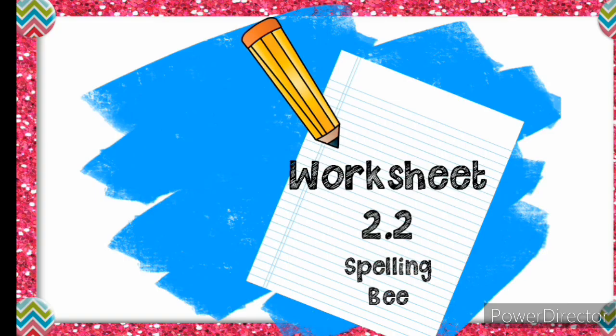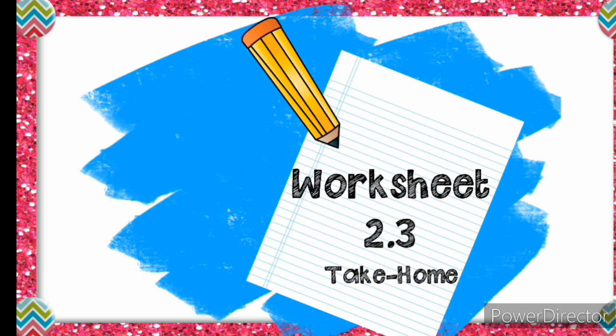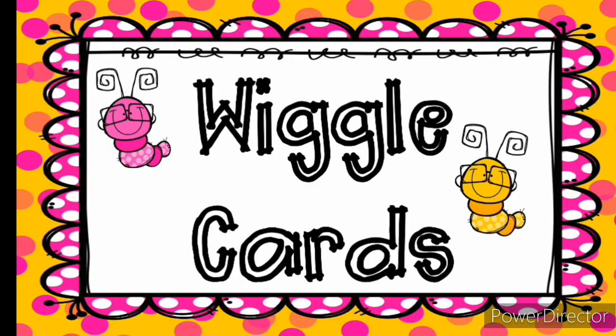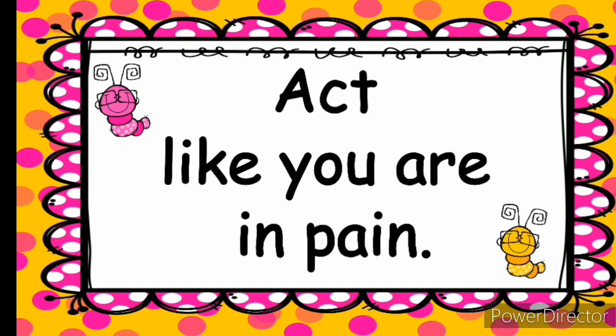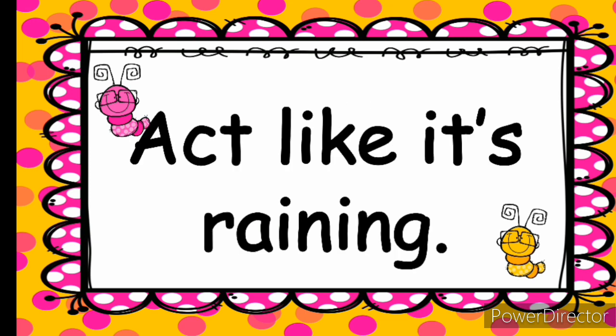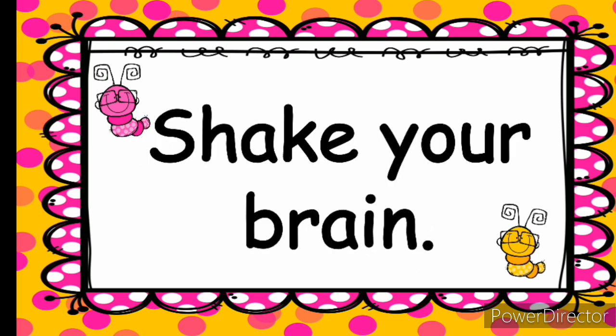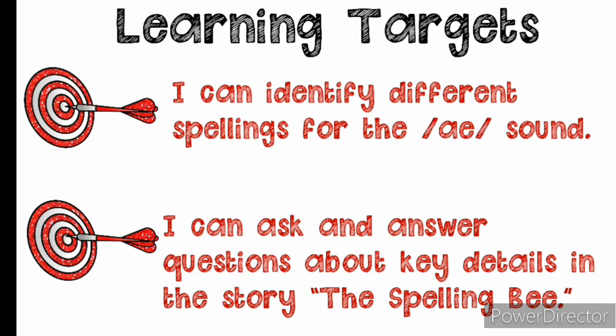Now remember your worksheet 2.2, spelling bee. Now you have to take your worksheet 2.3 home and make sure you do it. Now we look at a saying, a phrase, a word, or a sentence, and you perform it. Say your name. Act like you are in pain. Act like it's raining. Shake your brain.